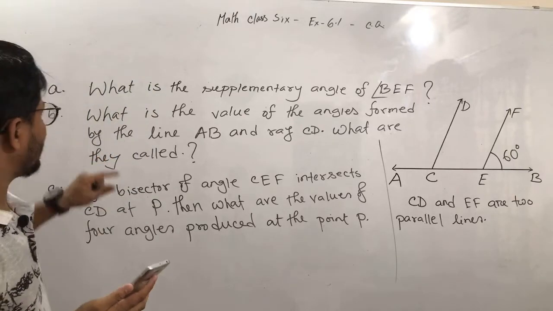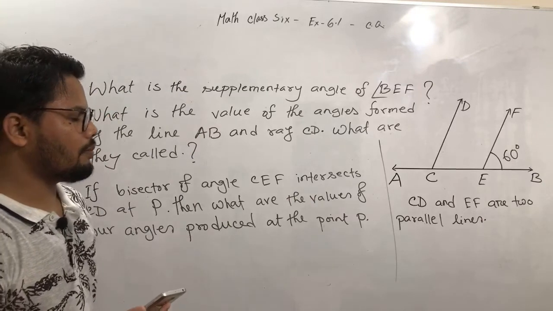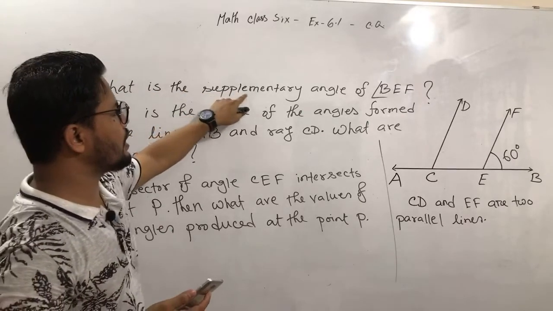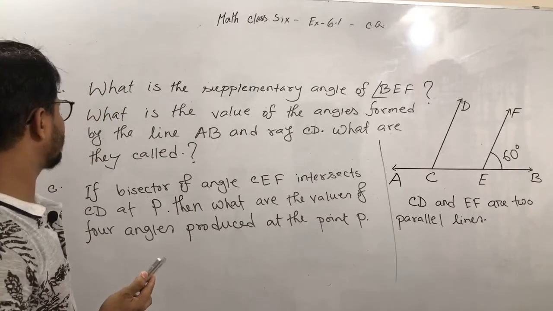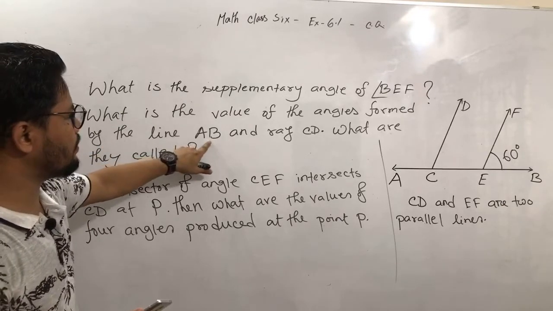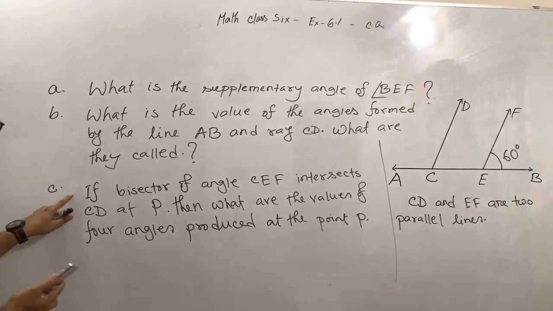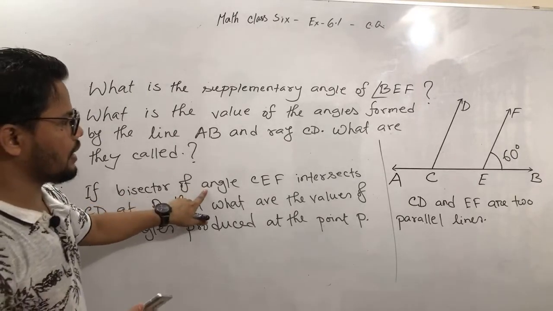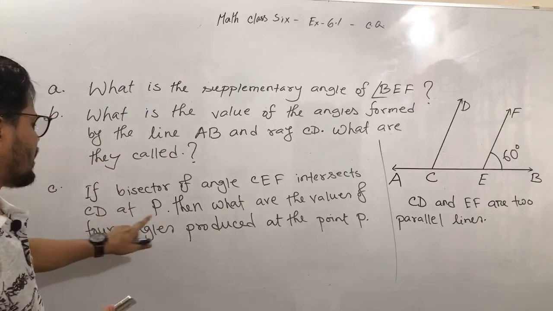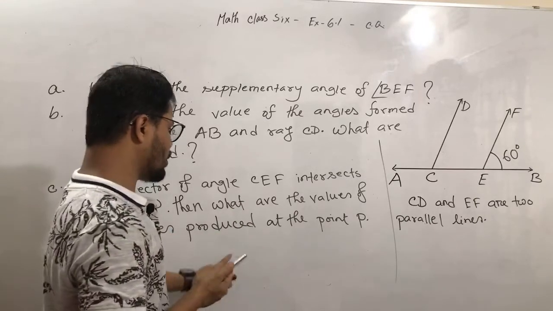First of all, here the lines CD and EF are two parallel lines. AB is their transversal. And then what is the supplementary angle of DEF? What is the value of the angles formed by the line AB and the ray CD? And what are they called? Number C: if the bisector of the angle CEF intersects CD at P, then what are the values of the four angles produced at the point P?